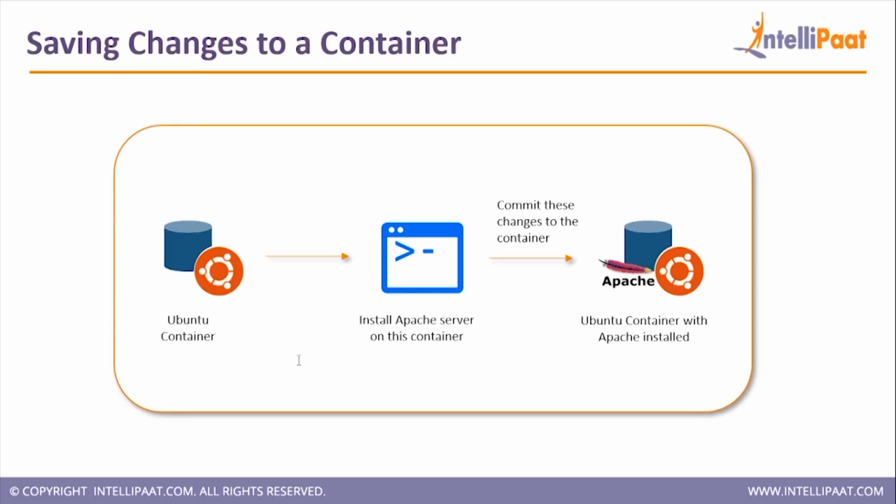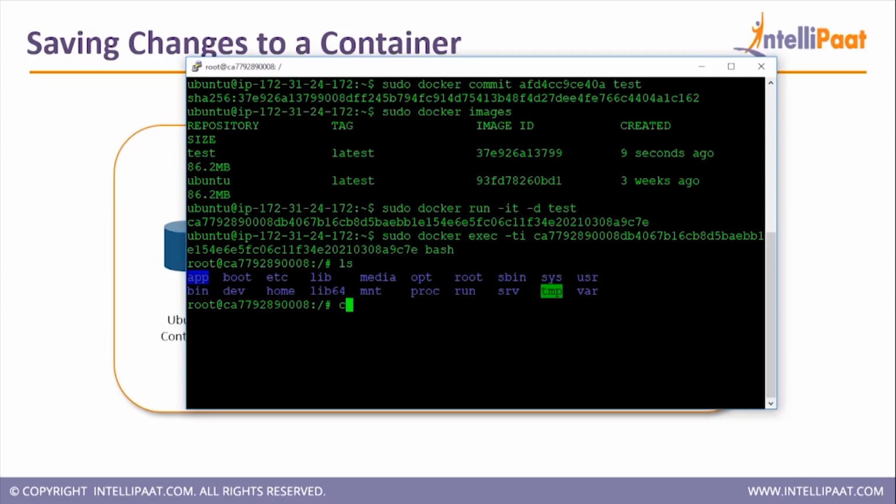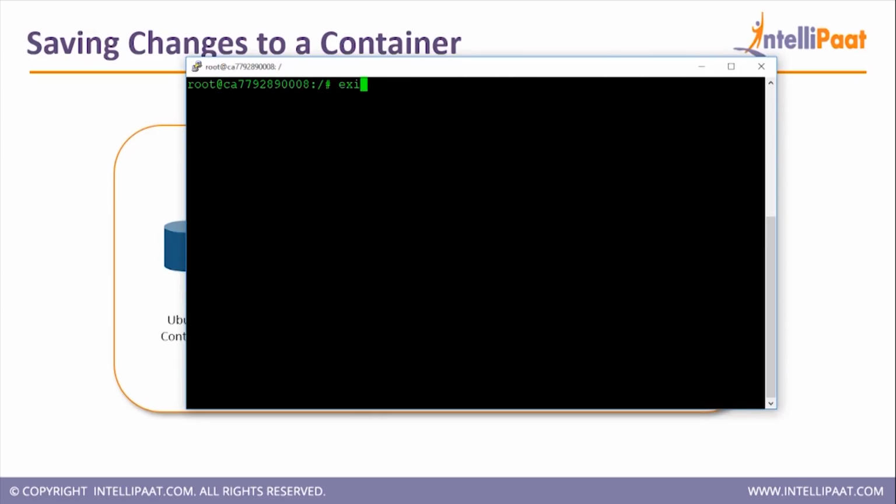All right, so now let's do this example. So basically what we're going to do is we're going to run an Ubuntu container. We're going to install Apache on it. And once the Apache is installed, we're going to save that container into an image. All right, so let's see how we can do this. So let's clear the screen. Let's exit this container and let us first clear everything up.